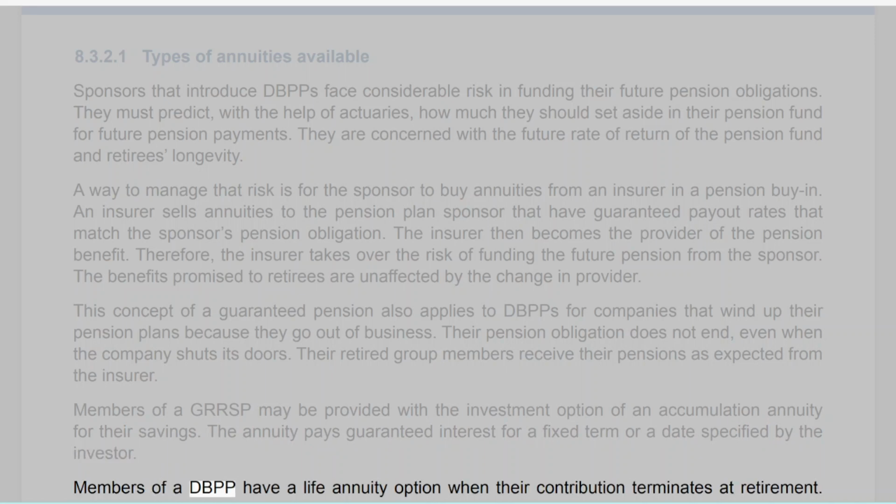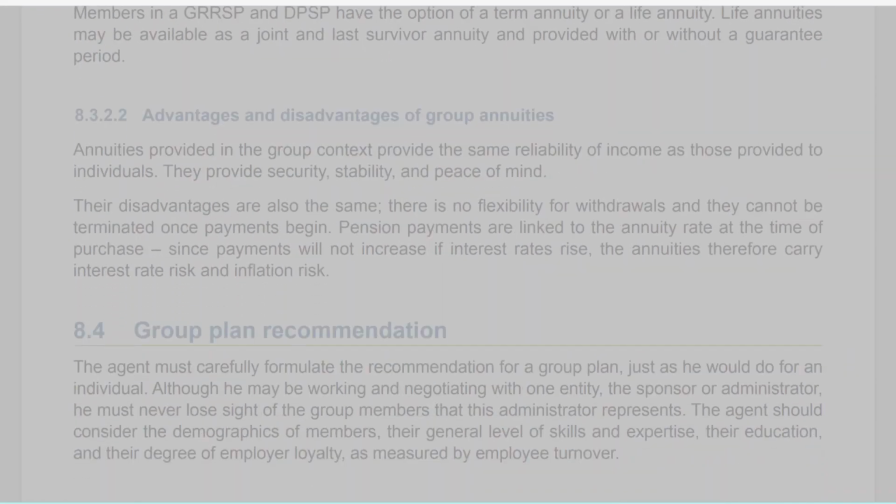Members of a DBPP have a life annuity option when their contribution terminates at retirement. Members in a GRRSP and DPSP have the option of a term annuity or a life annuity. Life annuities may be available as a joint and last survivor annuity and provided with or without a guarantee period.